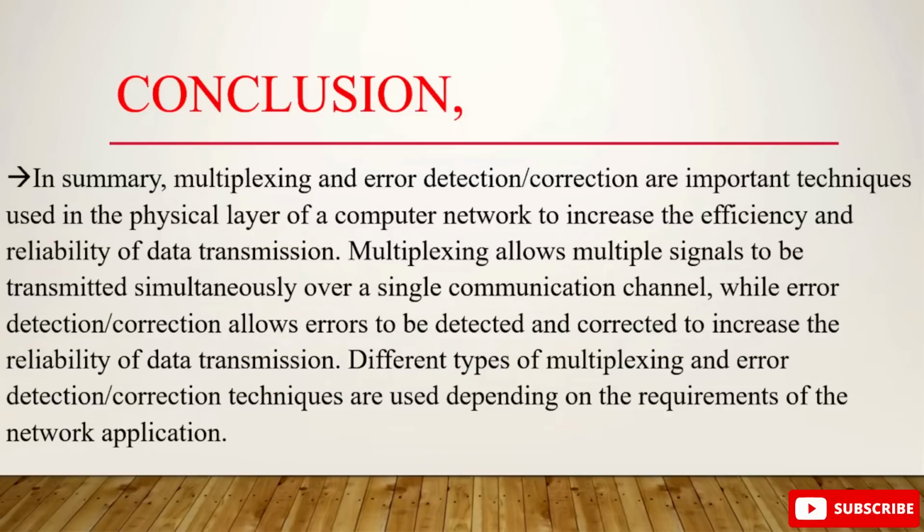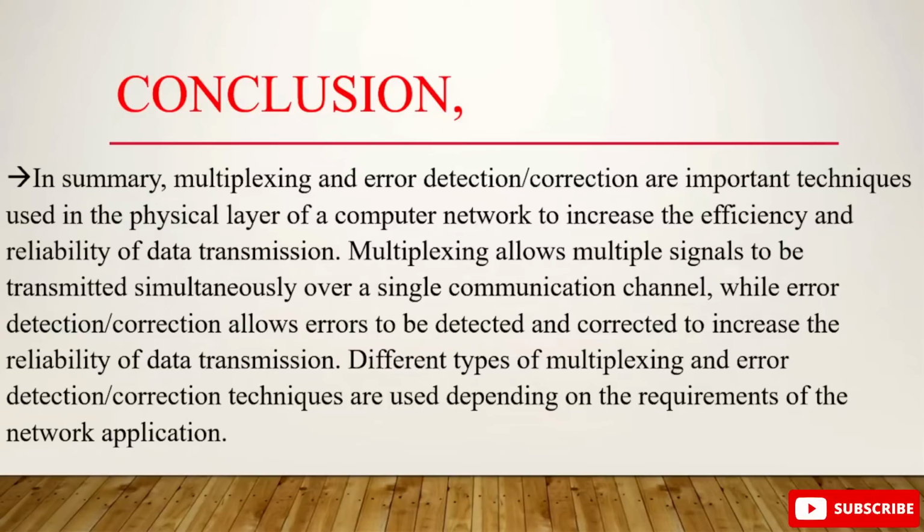So we can summarize this as follows. Multiplexing and error detection and correction are two important techniques that are used in the physical layer of a computer network to increase the efficiency and reliability of data transmission.